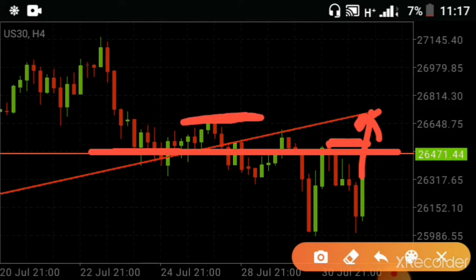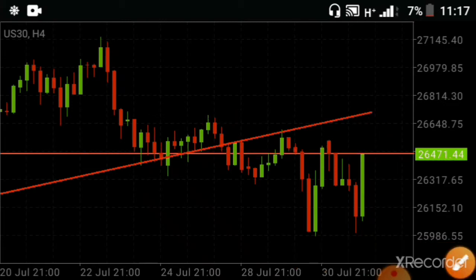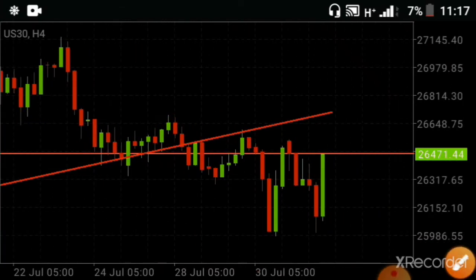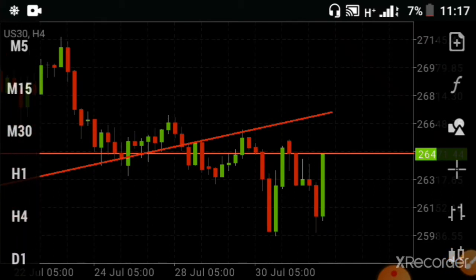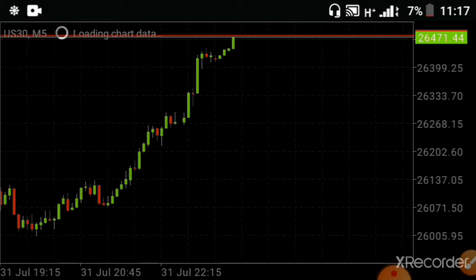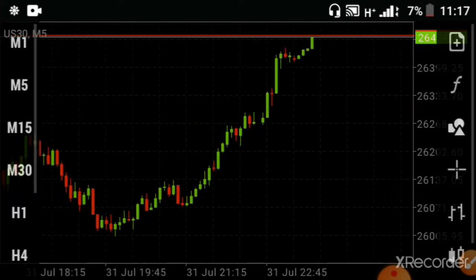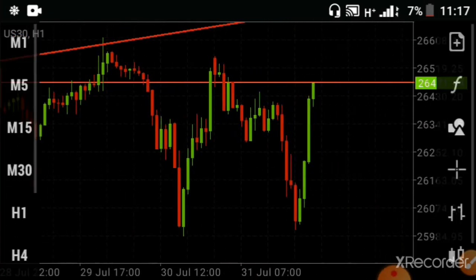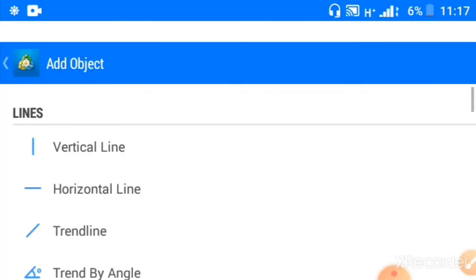But we will not enter our trade at the 4 hours. We'll have to go to the 5 minutes or 15 minutes. Just choose whatever strategy works best for you, whatever time frame works best for you. So we'll go to the 15 minutes. Okay, let's go to the 1 hour and set our point of resistance and support.